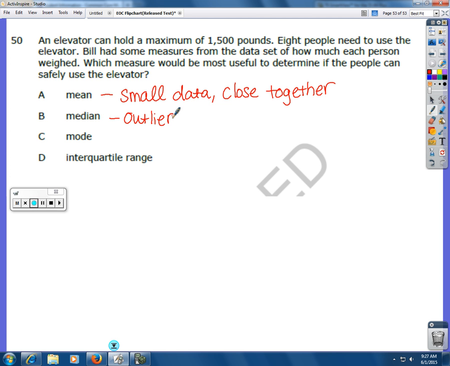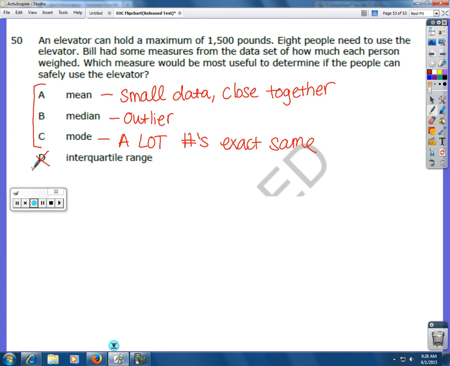So for example, on a test, maybe everybody in the class made somewhere around an 80 or a 90, and then you have one student who made like a 12%. That would be an outlier. You want to use the mode when you have a lot of numbers that are the exact same. And the last one, interquartile range, does not really fit because we typically only use mean, median, and mode when discussing measures of central tendency. So you can go ahead and mark out D.